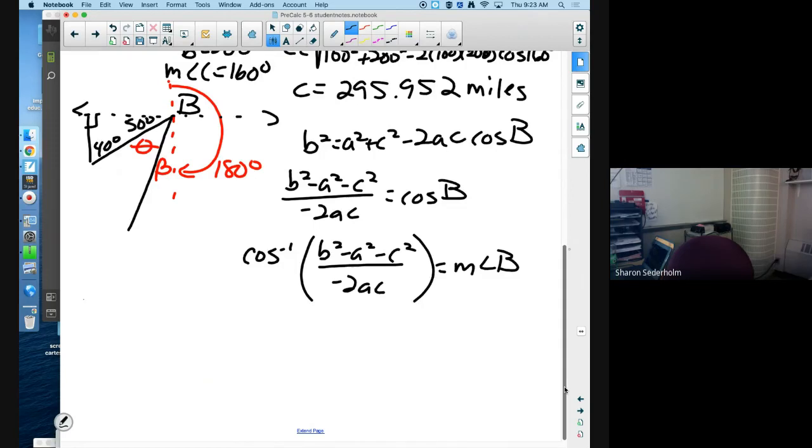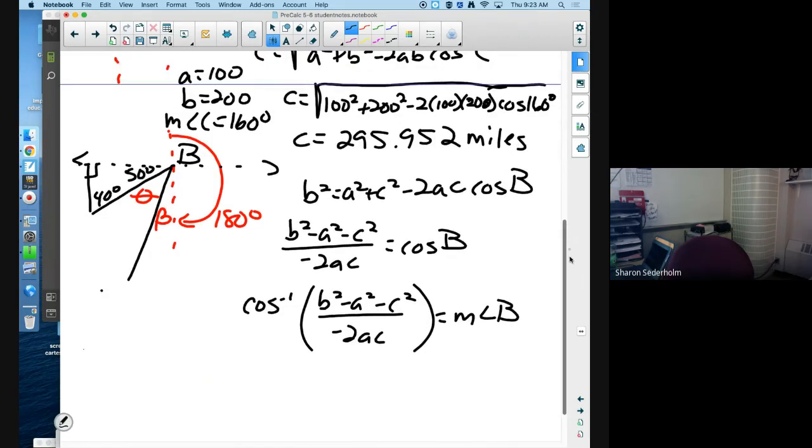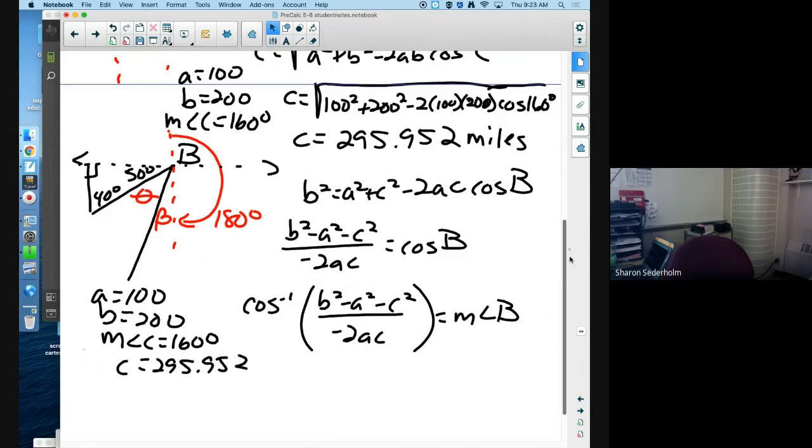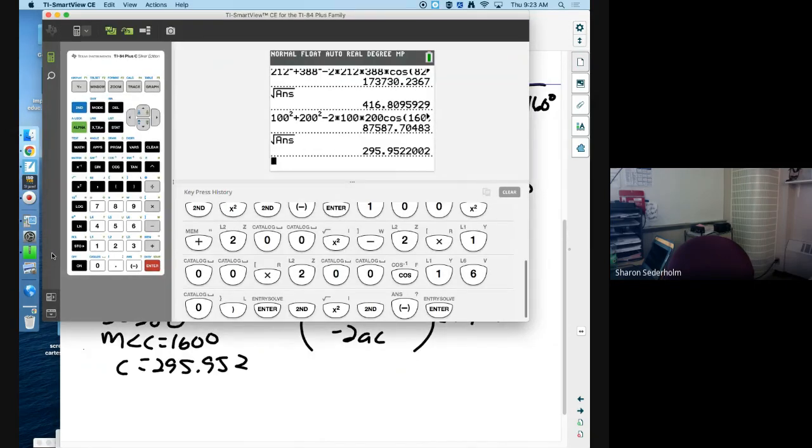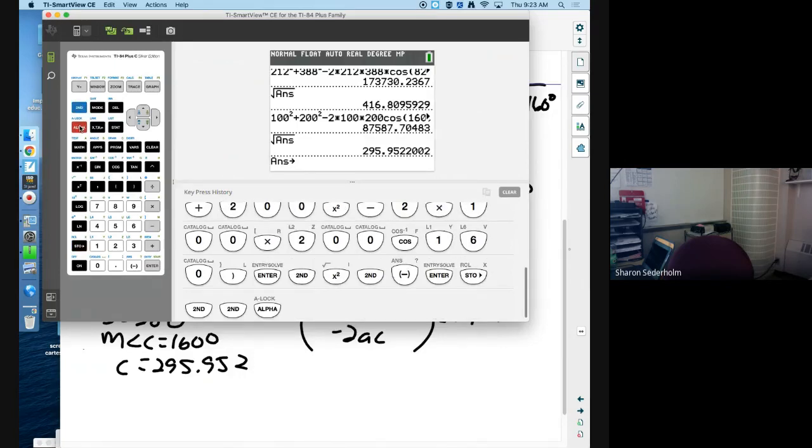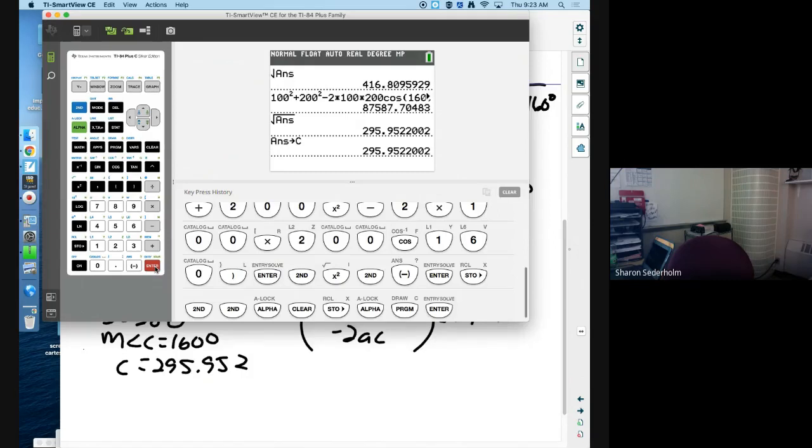All right. So let's start putting some things in there. I know I wrote them up here. We had a at 100, b at 200, the measure of angle C at 160, and then we had little c at 295.952. And now that I realize I'm going to have to use little c, I'm going to store little c. So there's little c sitting there. Store, whoops, not second, alpha. So it's in there and ready to go.